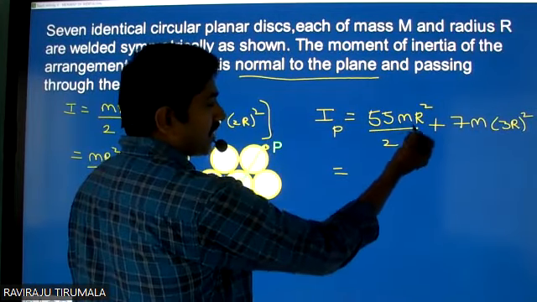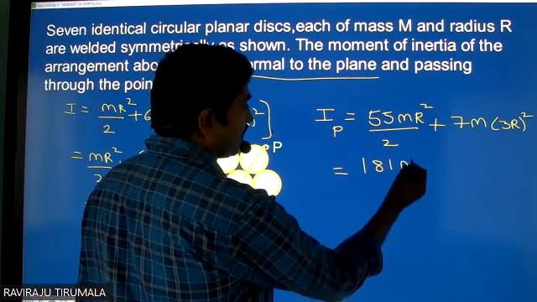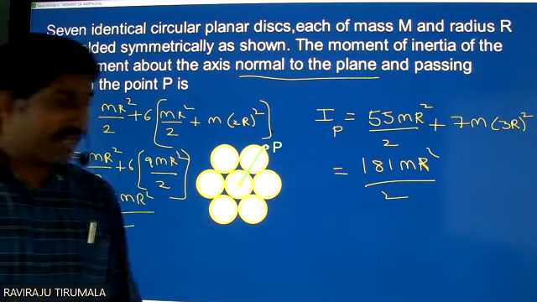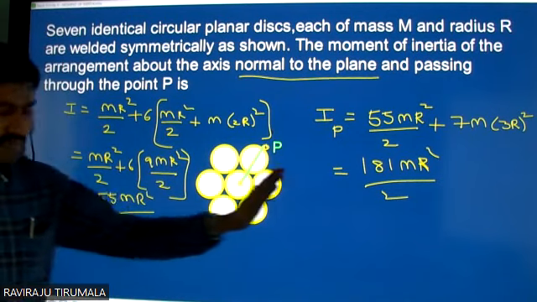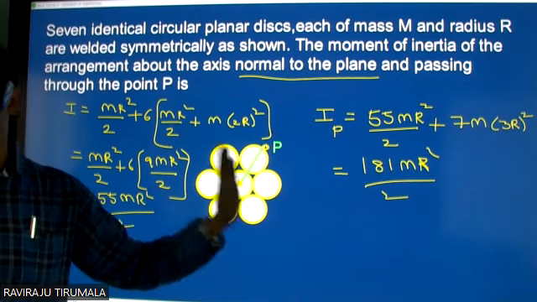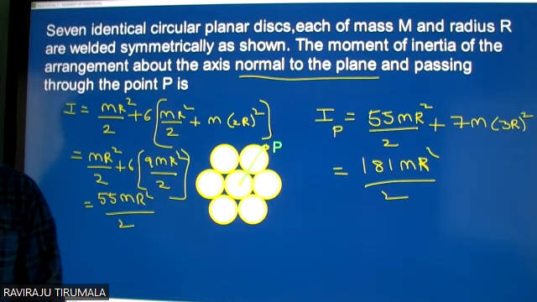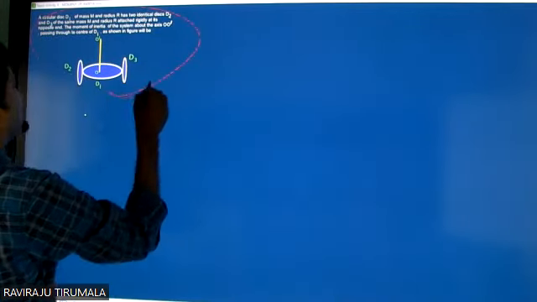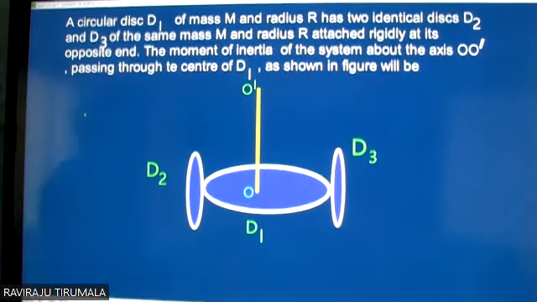So by taking LCM, 55 plus 126, that will be 181 mr square by 2. So finally the answer for the given question is 181 mr square by 2. So many times we substituted the formulae, but only simple formulae. There is no complication in dealing with the question, but more number of discs are given. That's it. All of you understand? Now see the next question then. See the next question. All of you read that.